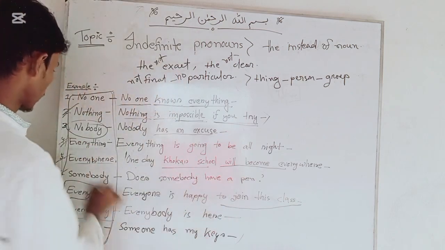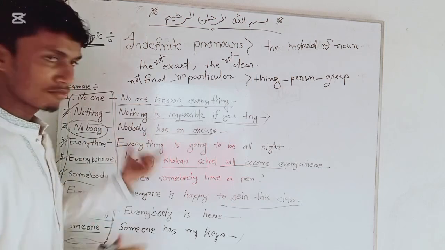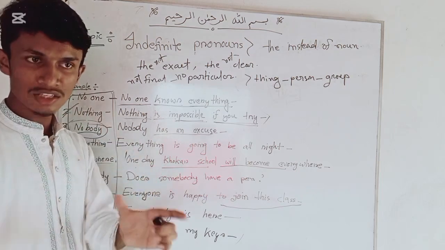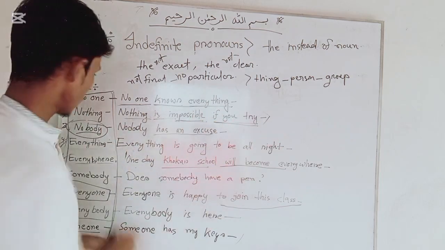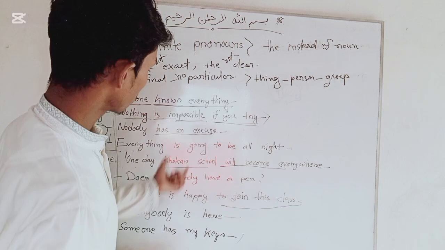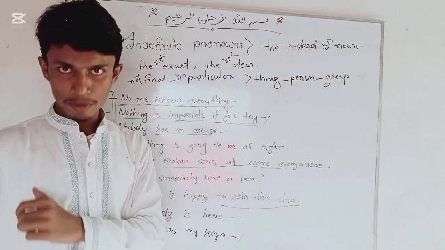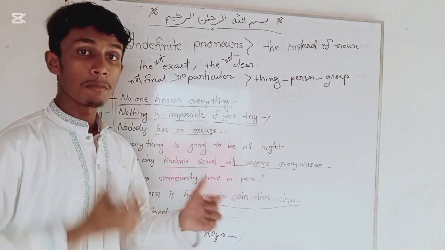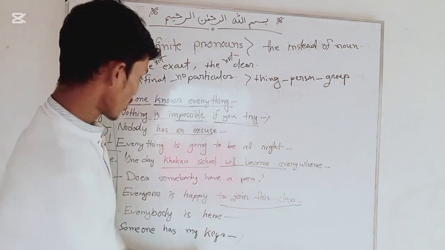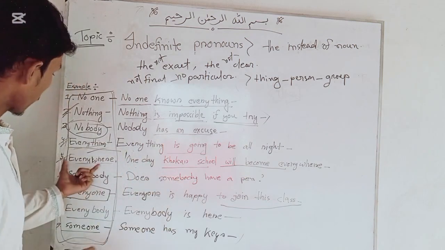And the third one is nobody. Nobody has an excuse in the class. Everything: for example, everything is going to go right. You know, my study, my exam preparation, my coaching, my tuition, my family and my wife, my children, my projects, everything is going to be all right. Everything, the indefinite activities.